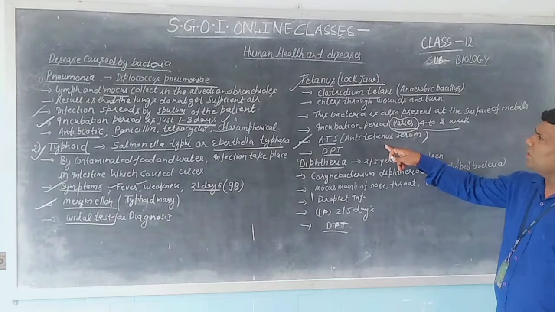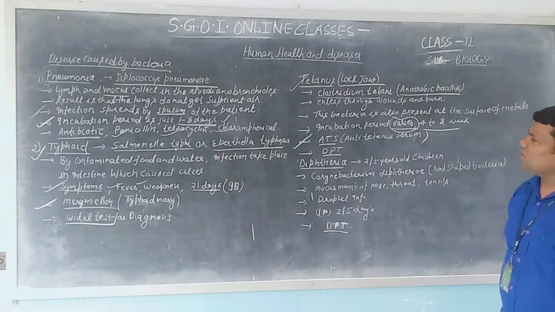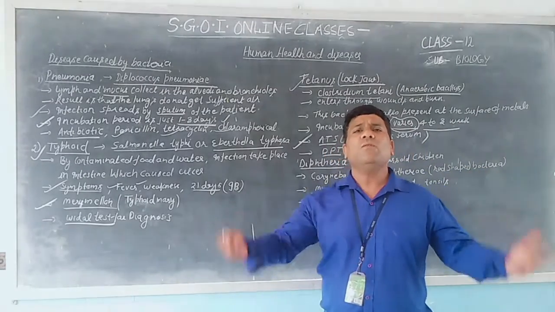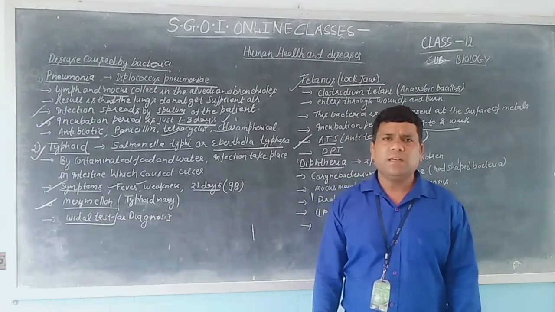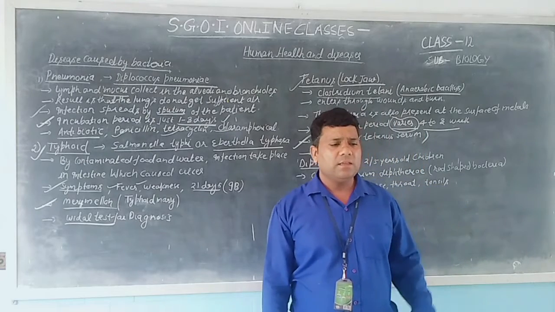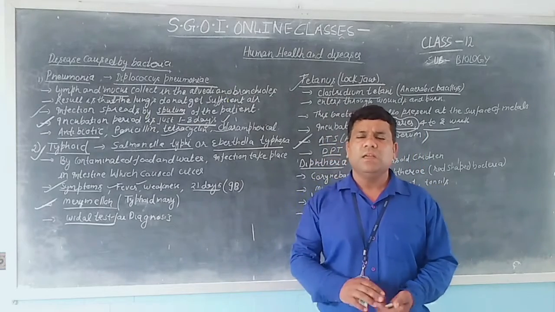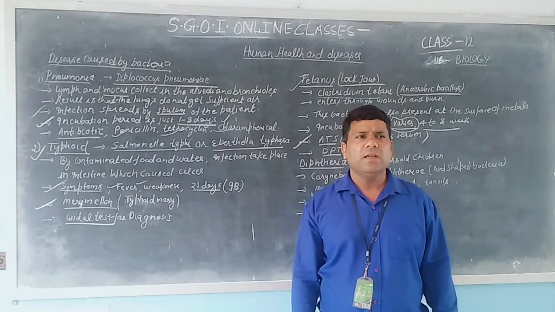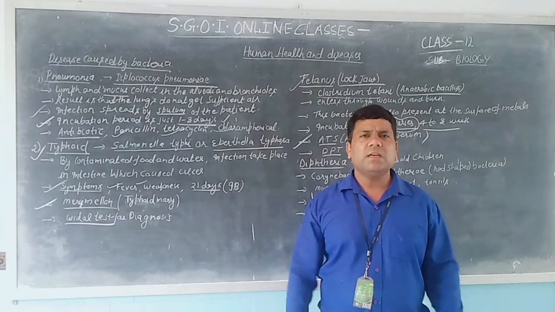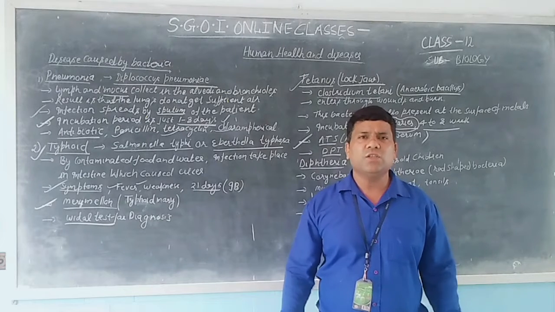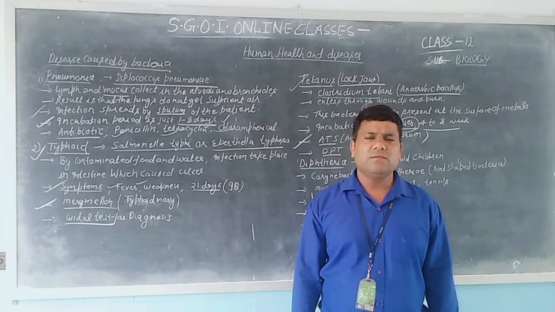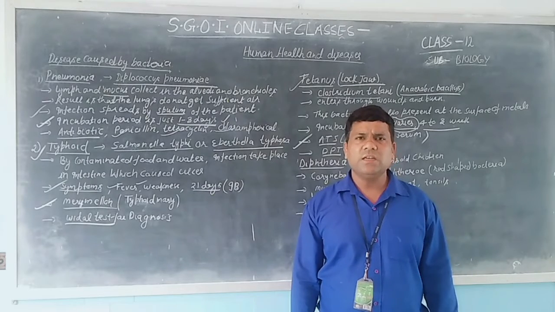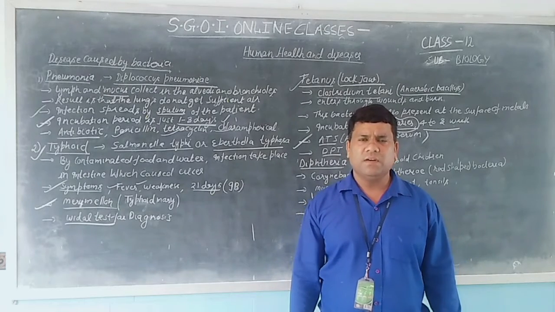So actually, when this Clostridium tetani spreads all over the body, it produces a special type of toxic substance, and this toxic substance directly stimulates the nervous system. Then what will happen? Our muscles are always in a state of contraction. They can never go to the state of relaxation.